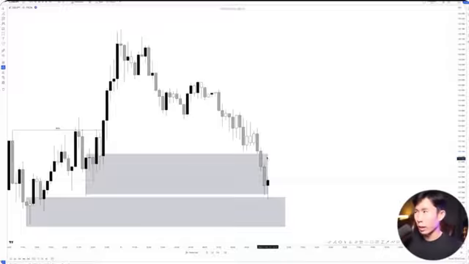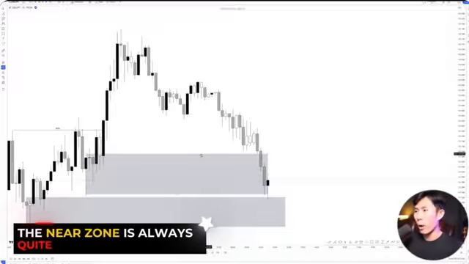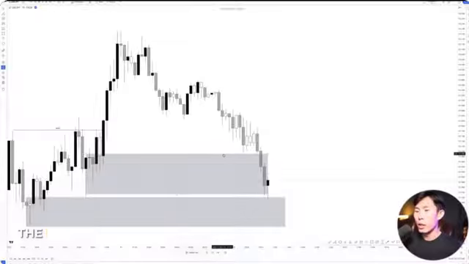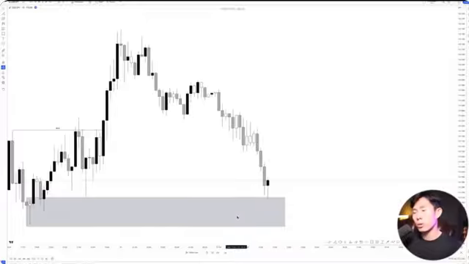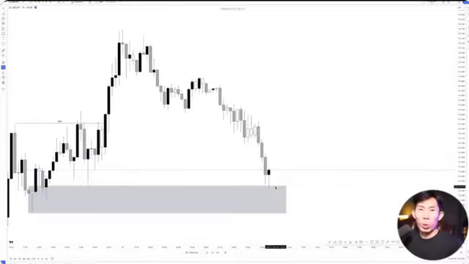This is why I say that the near zone is always quite unreliable. This is not to say that the near zone is not going to work, because sometimes it does work. Sometimes we get price moving up immediately after it hits this near zone rather than the extreme zone. But based on statistics, most of the time it tends to come down to this extreme zone, because that is where liquidity gets swept.